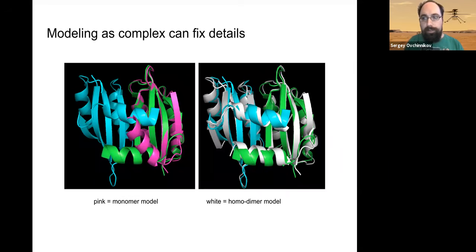The other part that's interesting here is that if you just model a single monomer, this is an example where we modeled a single monomer. This is the pink protein, and this helix, and the correct answer, sorry, is the blue and the green. You can see this helix go in the wrong direction, but if you model it as a homodimer, it then correctly places these two helices. So it's not necessarily just recovering some higher-order information that the model already learned and is waiting to be rediscovered. It appears that putting in the information that these two proteins are together allows it to fix some of the conformations of the structures.